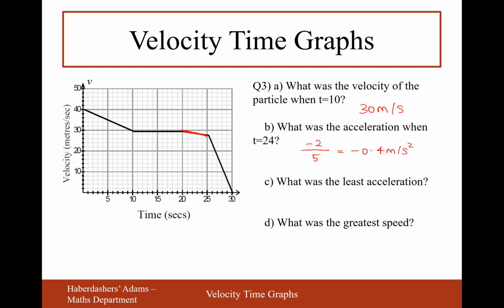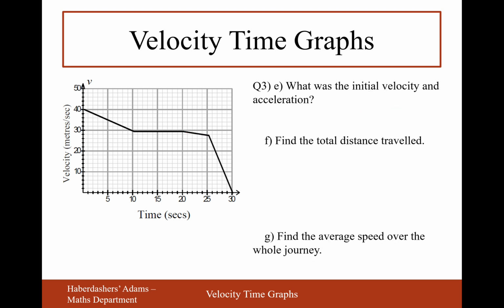What was the least acceleration? So the least acceleration will be this gradient here, from 28 down to 0 over the course of 5 seconds. So minus 28 divided by 5. 28 divided by 5 is 5.6, so minus 5.6 meters per second squared. What was the greatest speed? The greatest speed was right at the start, 40 meters per second.